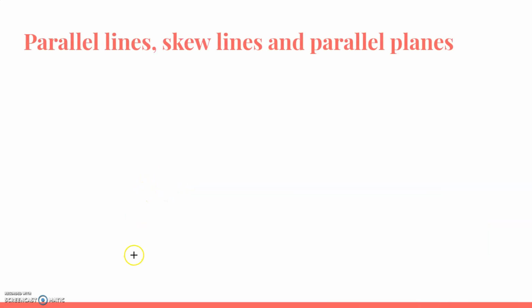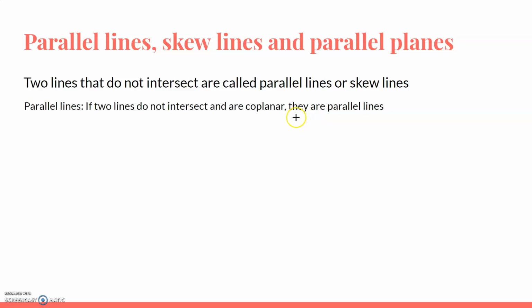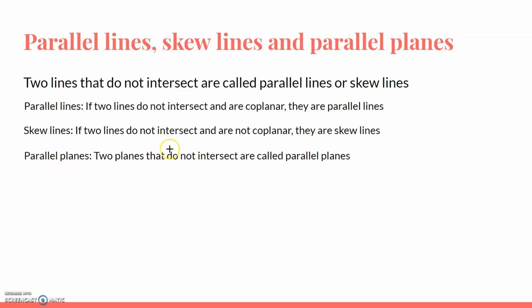Okay, so first off, parallel lines, skew lines, and parallel planes. Two lines that do not intersect are called parallel lines or skew lines, but skew lines have a little more. If two lines do not intersect and they are coplanar, then they are parallel lines. If two lines do not intersect and are not coplanar, then they are skew lines. If two planes do not intersect, then they are called parallel planes.